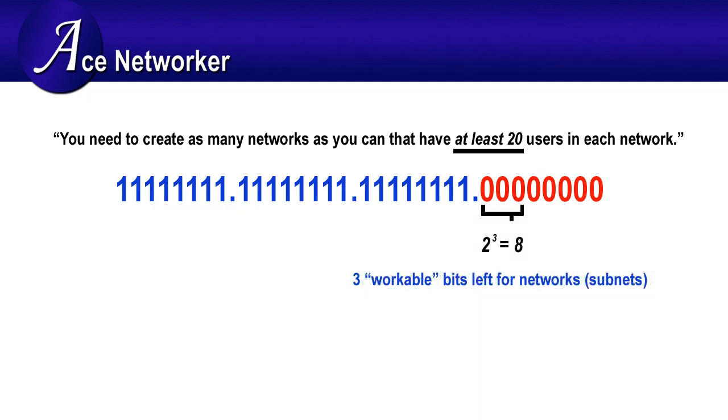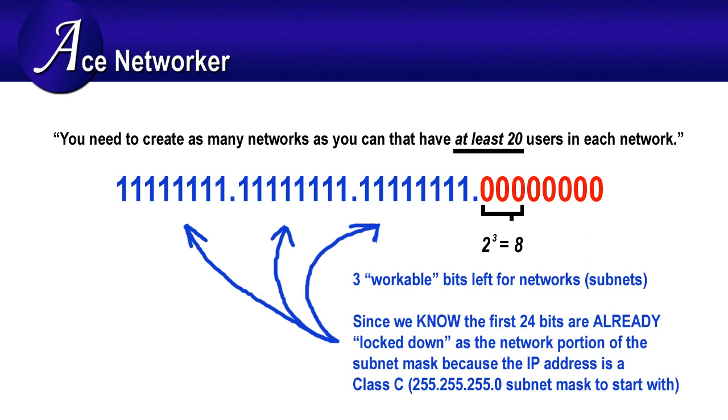This leaves you 3 bits for the network part. So how many subnetworks have you created? 8. Why? Because 2 to the 3rd power is 8. 3 bits are used for the network. It sounds simple here because I'm purposefully boiling it down to its simplest terms.